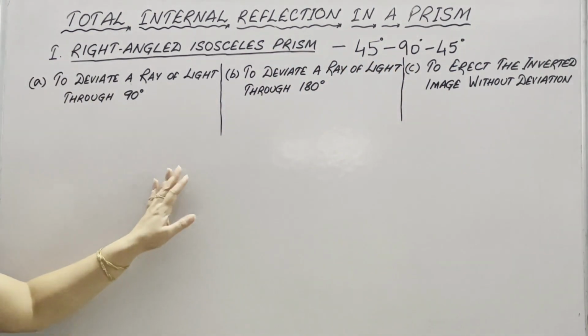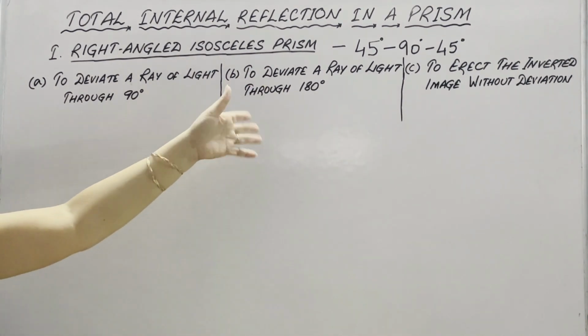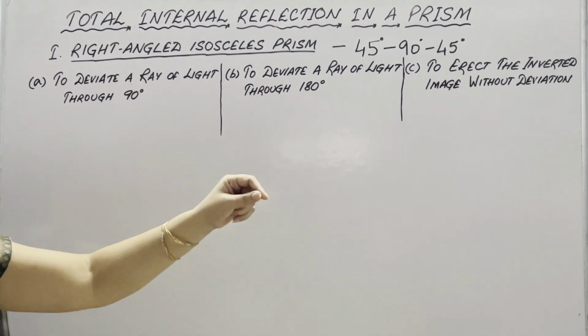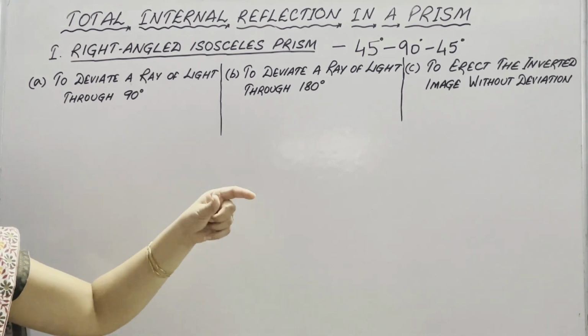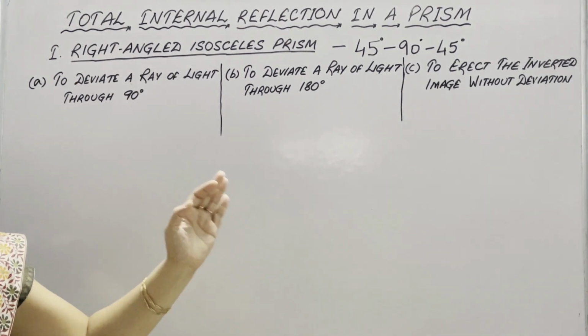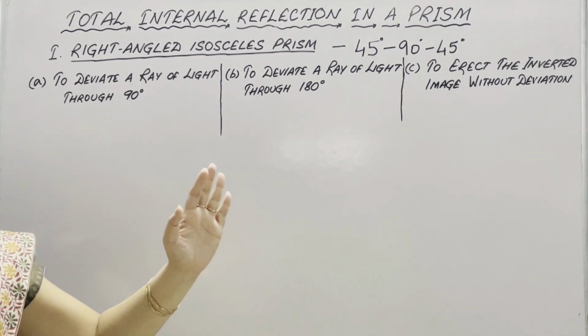Now, a prism having an angle of 90 degree between its refracting surfaces and other two angles each equal to 45 degree is called a total reflecting prism. Total reflecting prism is called so because if light is incident normally on any of its faces, it suffers total internal reflection inside the prism. It can be used for three purposes.